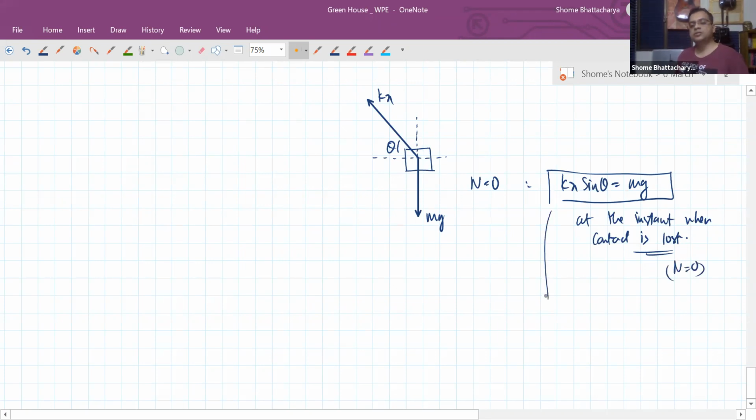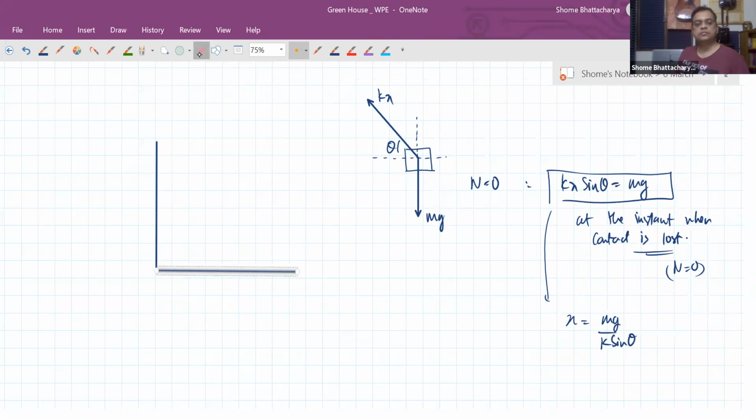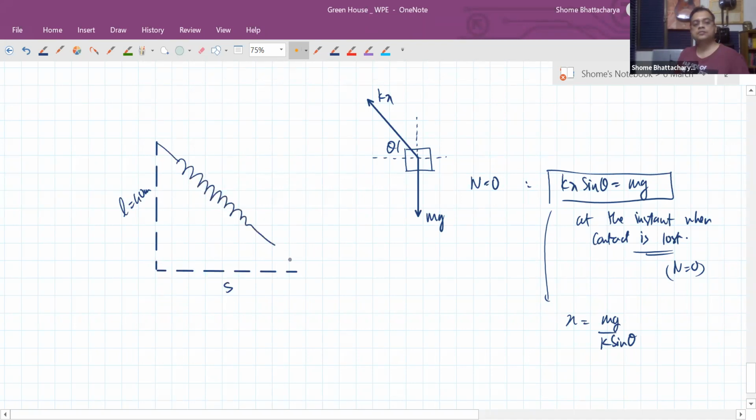Okay. So this equation tells us that x is equal to mg upon k sine theta. Okay. Now let's also look at the geometry of that triangle. This is the original length, which is 40 centimeters, we know. This is the displacement of the block, and this is the spring right now, which is L plus x, and this angle is theta.